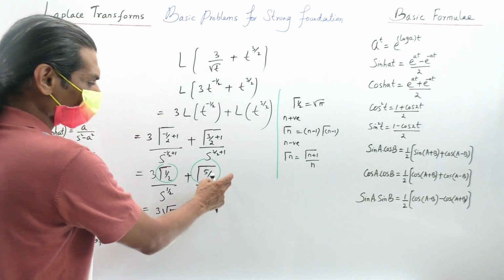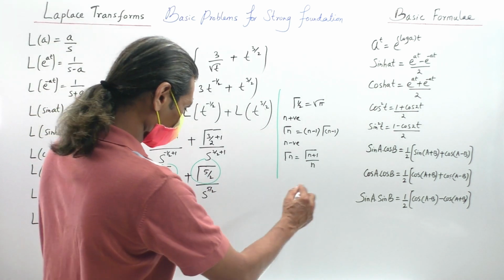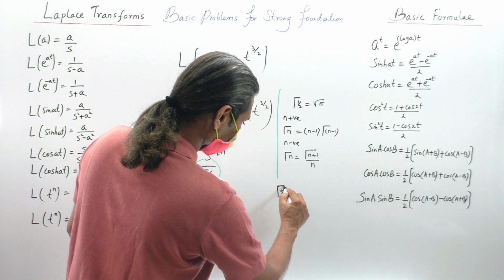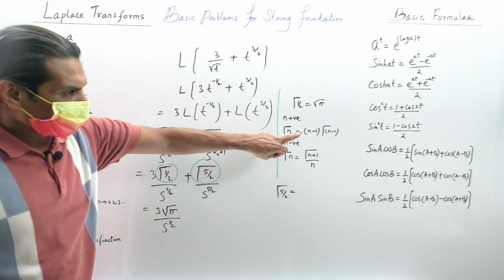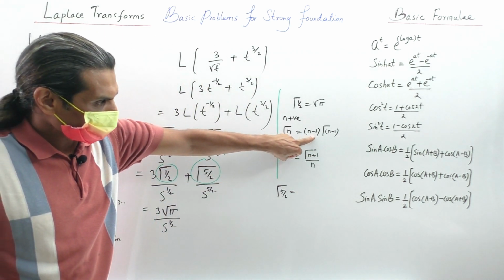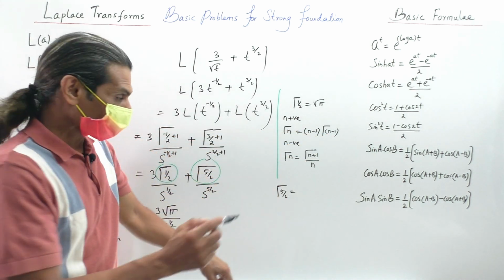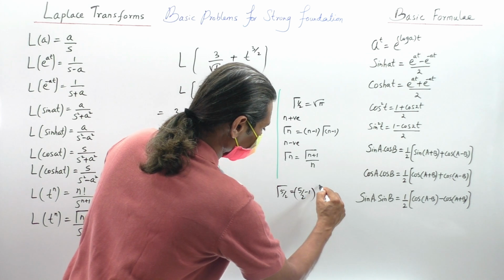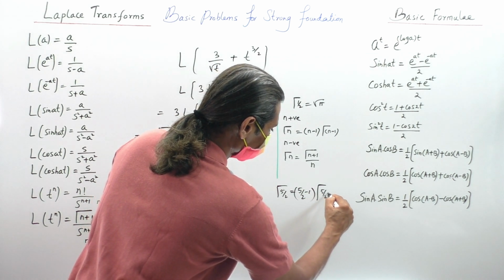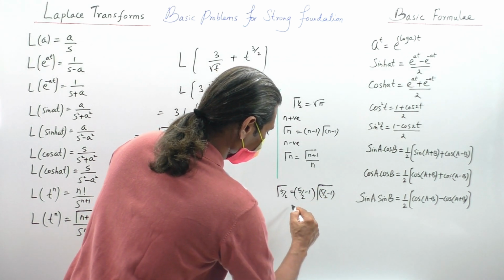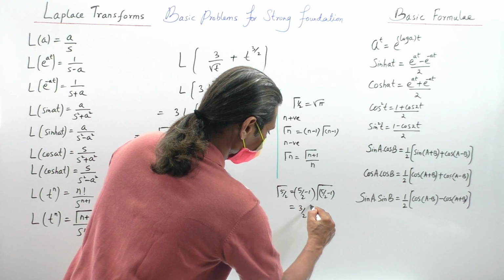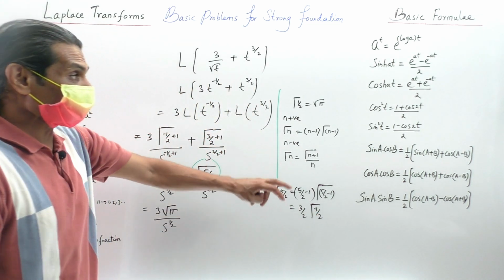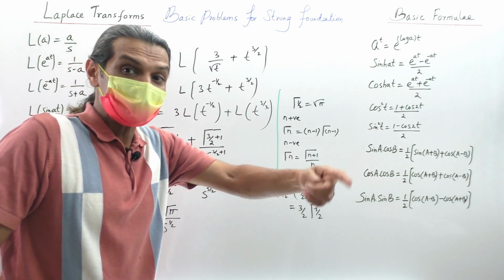Now, we need to find the value of gamma 5 by 2. So, how will you find it? If n is positive, see carefully, gamma n is (n minus 1) gamma (n minus 1). What is n? 5 by 2. So, 5 by 2 minus 1, gamma of 5 by 2 minus 1. So, that is 3 by 2, gamma 3 by 2. Again, this will end only at 1 by 2. It's recurring.